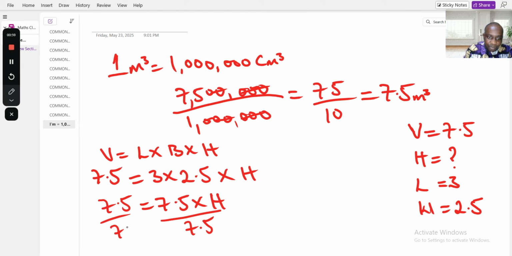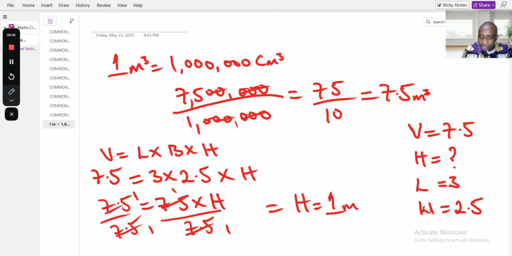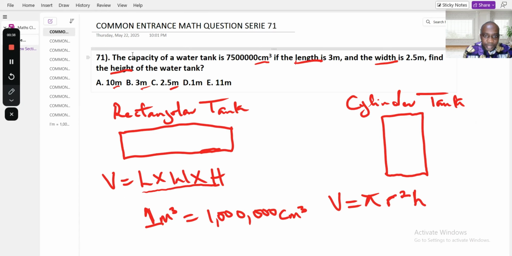By here 7.5, 7.5 divided by 7.5 is 1, here 1. Our final answer is the height is 1 meter. That's our final answer: 1 meter. Let's go to the question to look whether we will see 1 there. Yes, option D is our final answer. Let's move to the next question.